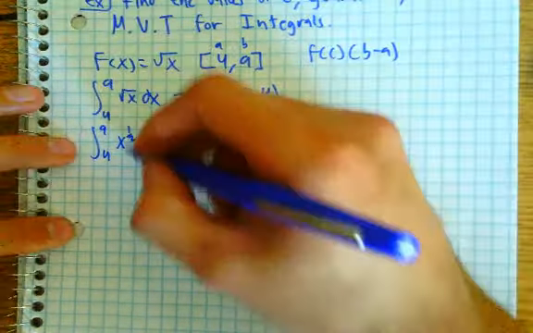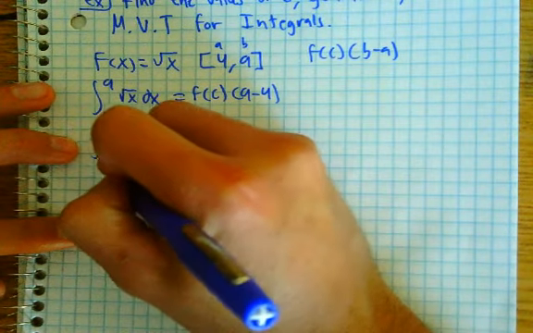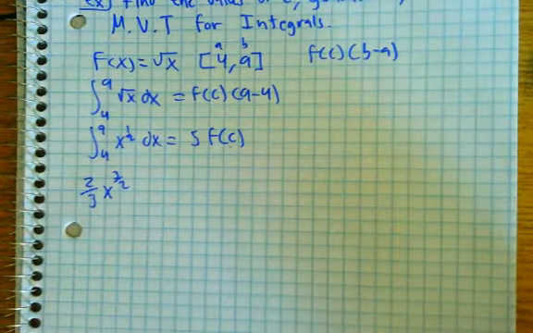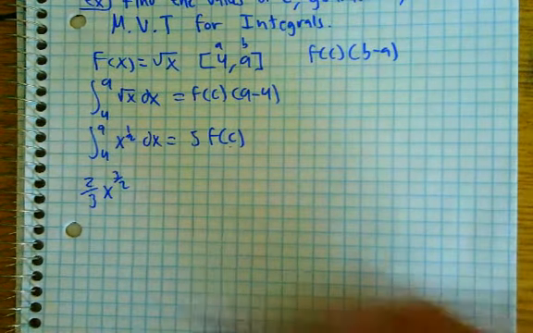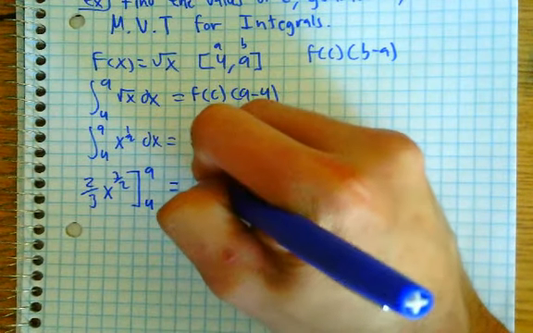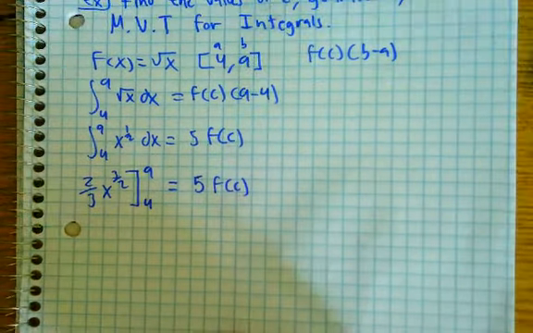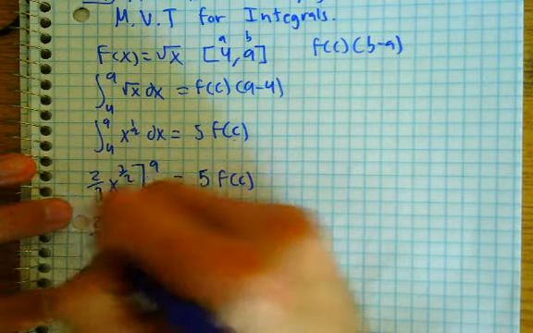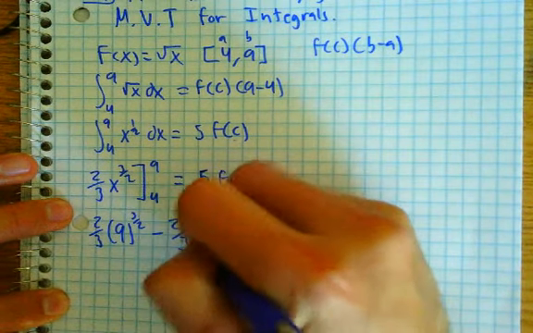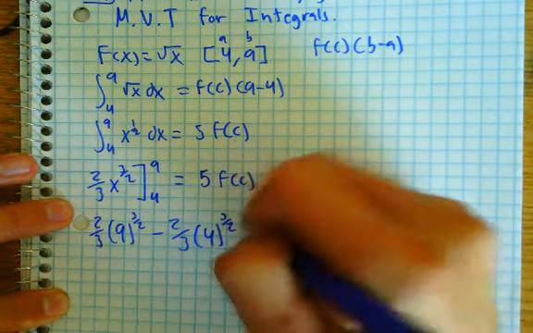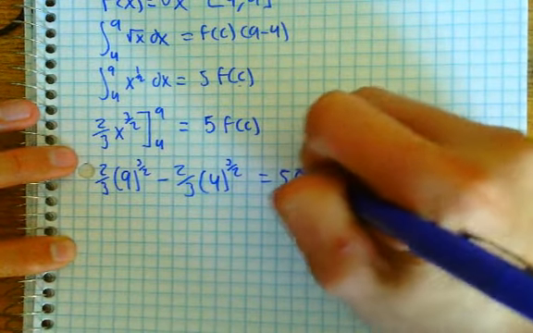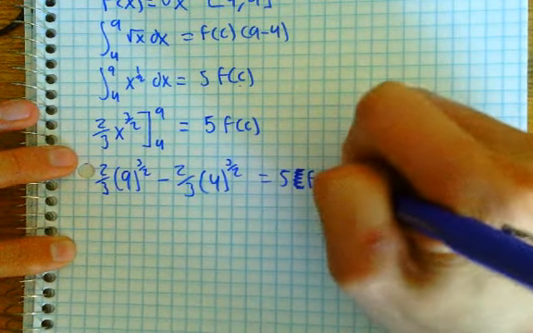Once we solve this, we're going to get a number, therefore allowing us to figure out what c is. Okay, so we integrate this, we add 1, so that becomes x to the 3/2. So we divide 1 by that, and I get 2/3. So 2/3 x to the 3/2, and we're going to evaluate that from 4 to 9, and that has to be equal to 5 times f of c. So if I evaluate that, 2/3 times 9 to the 3/2 minus 2/3 times 4 to the 3/2 has to be equal to 5 times f of c.